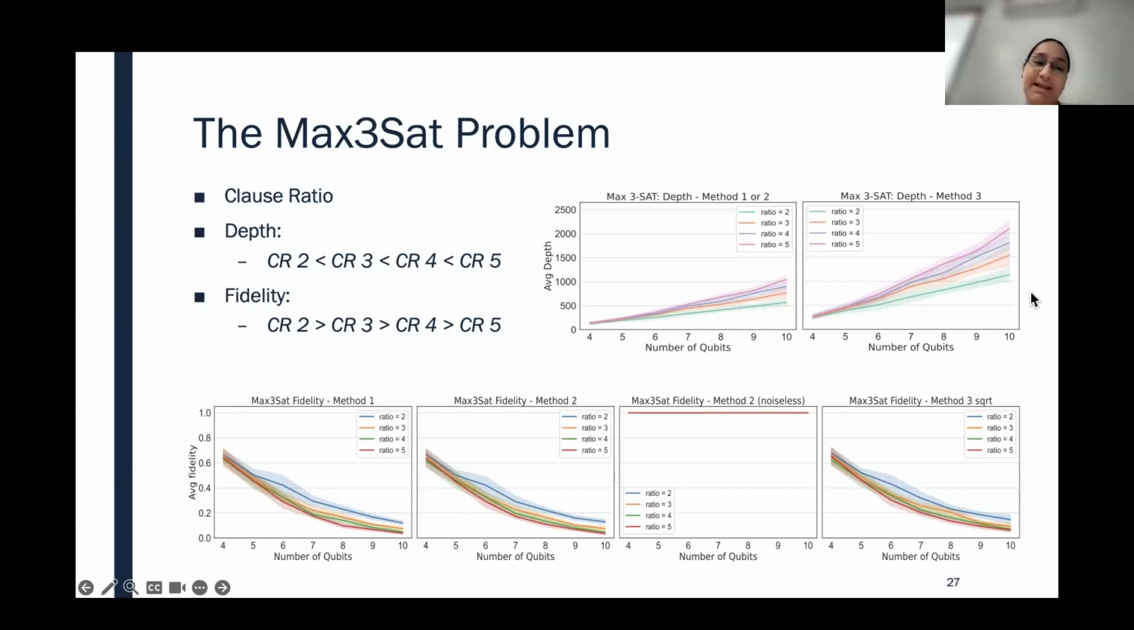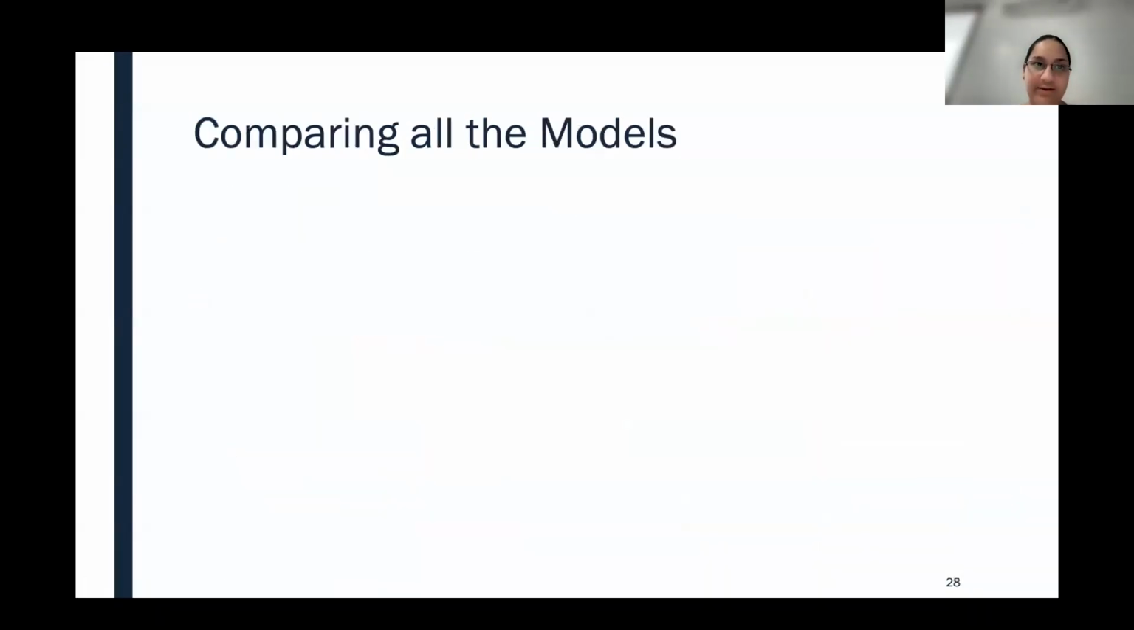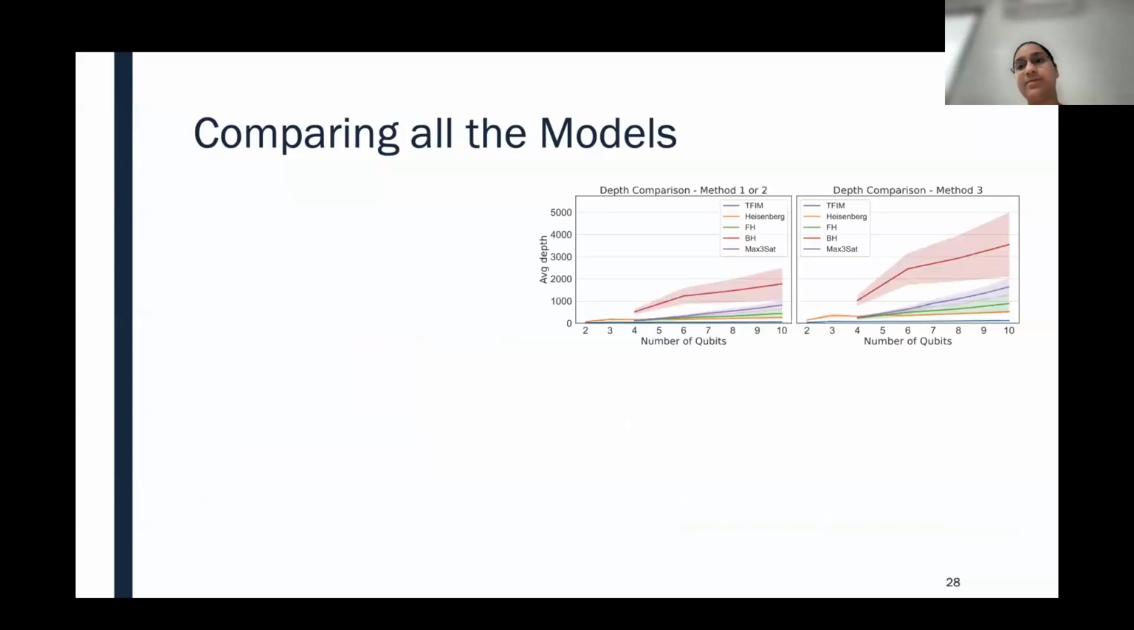Now, we believe that this is because of the circuit construction of the Max 3 SAT problem in general, which gets nullified when we use method 2 noiseless, and therefore the Trotterization error is non-existent, and we have fidelity of 1 at all times. So now that we are done talking about all the 5 different problems, let's look at all the models together. Okay.